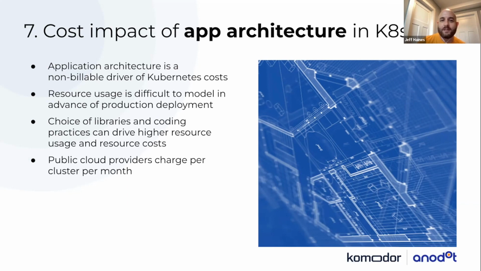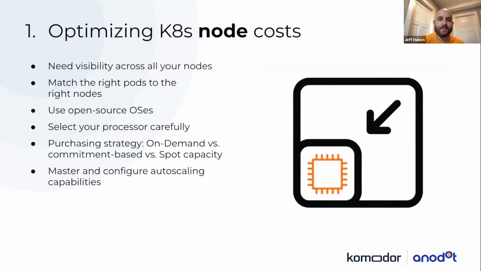And finally, the big 3 cloud service providers also charge you per cluster. For example, in AWS, you're charged $73 per month per cluster in EKS. So architecting everything appropriately has cost impacts.